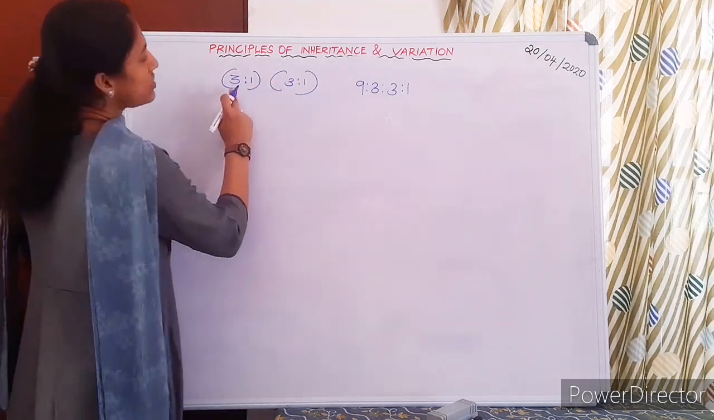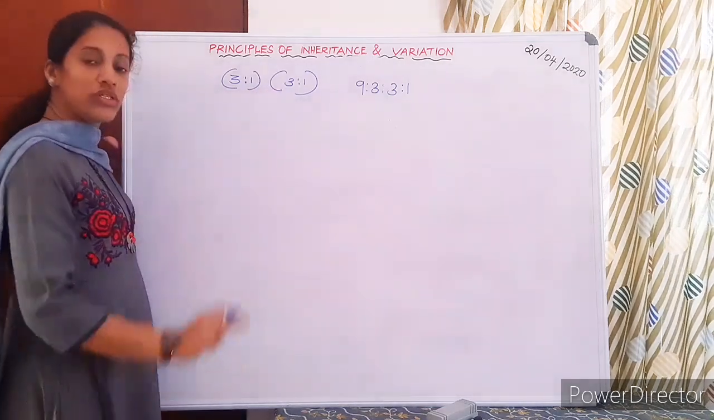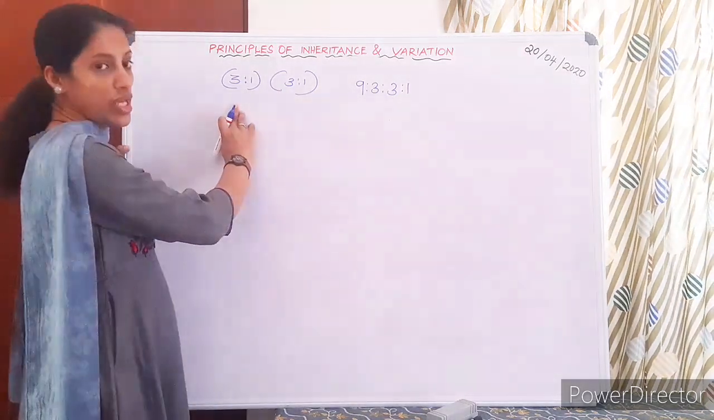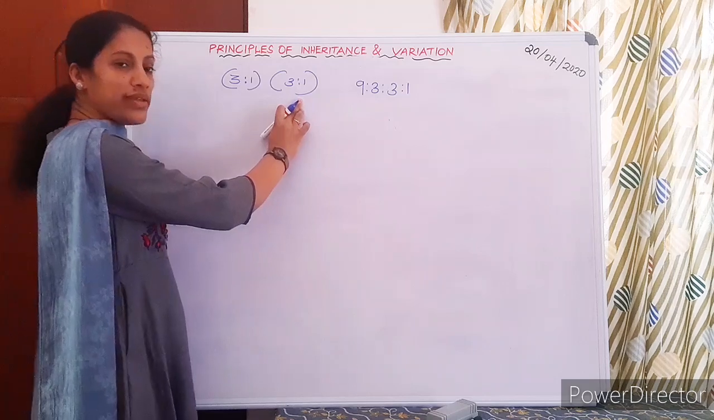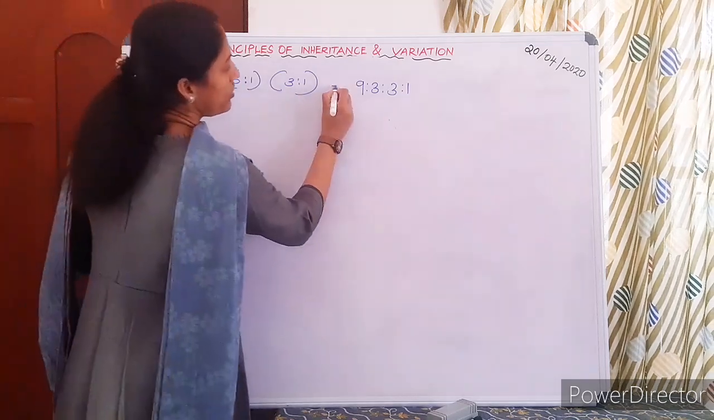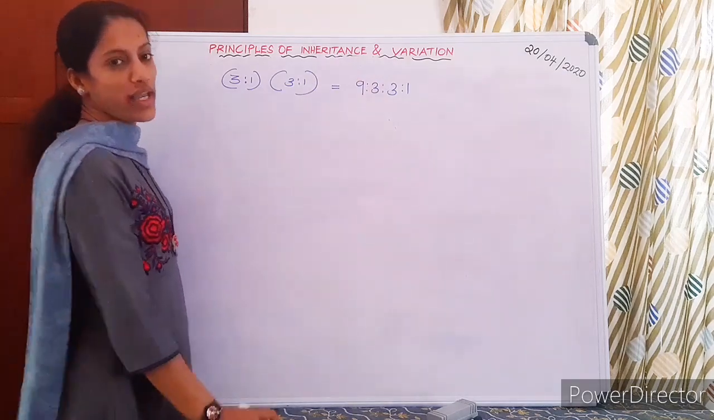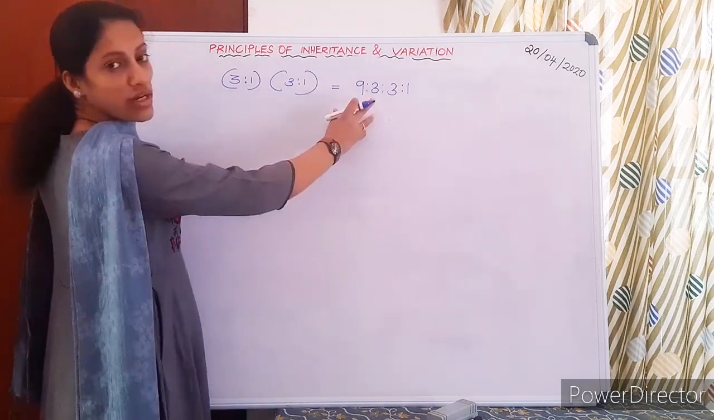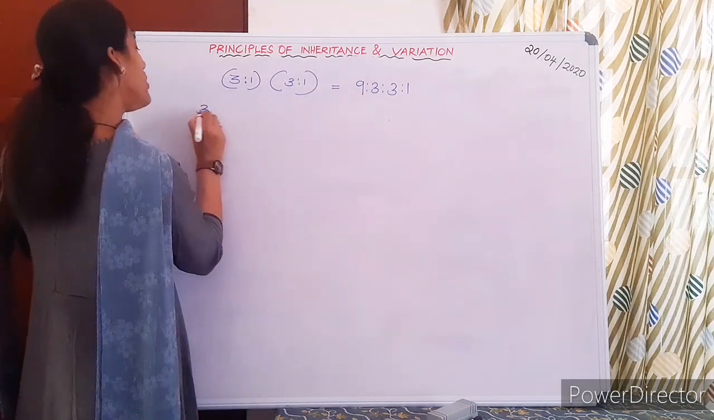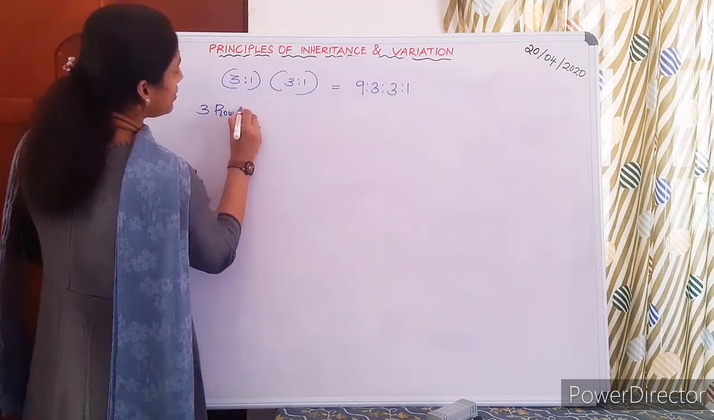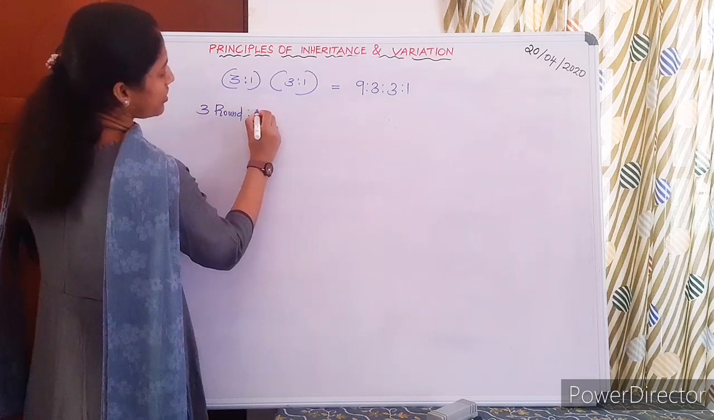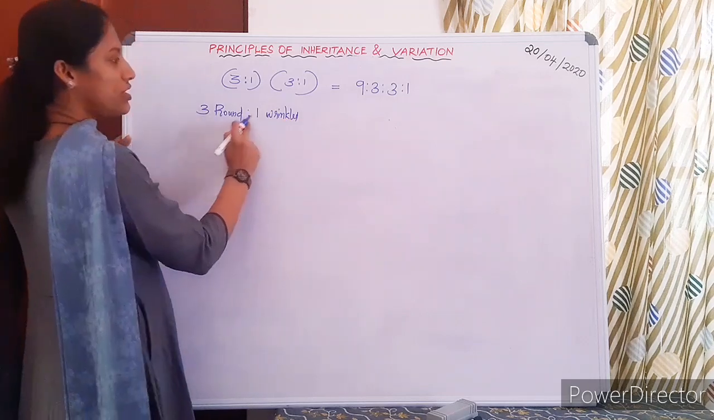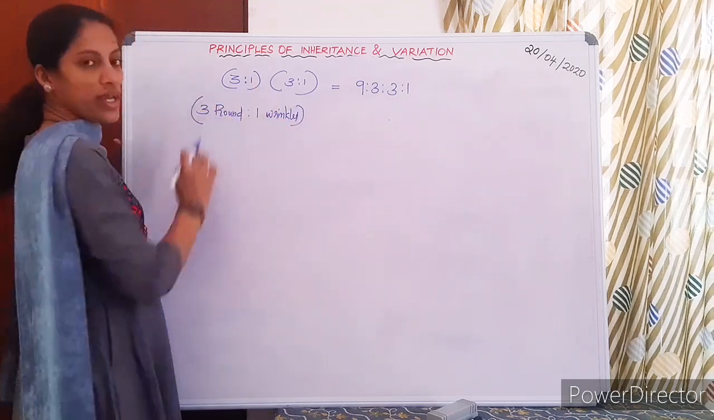This is the 3:1 ratio multiplied with the 3:1 ratio. When two monohybrid characters are taken separately, if we are doing two monohybrid crosses separately, we get a 3:1 ratio. If these are multiplied, we get the dihybrid ratio according to Mendel. This is what you have seen in the dihybrid cross by Mendel. For example, if the first character, round and wrinkled, is taken separately, we will get a 3:1 ratio of 3 round to 1 wrinkled.